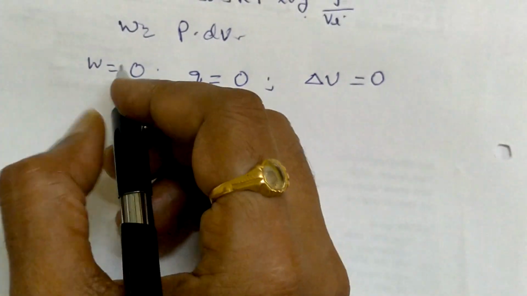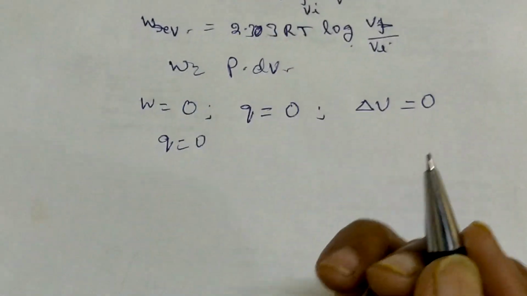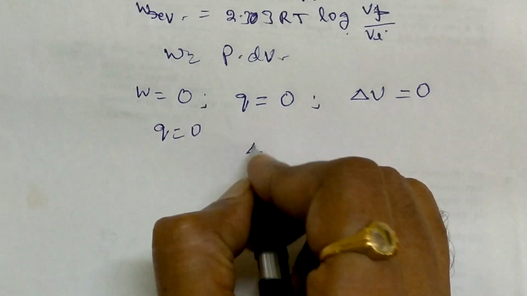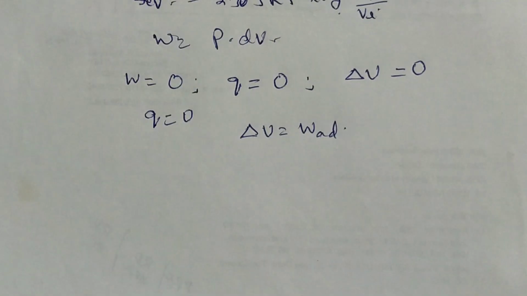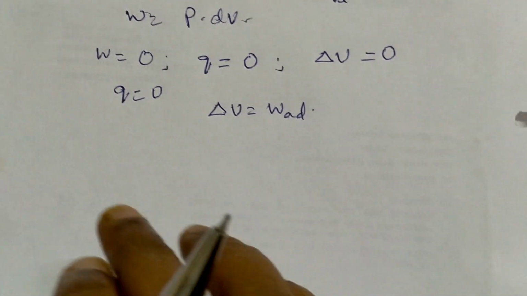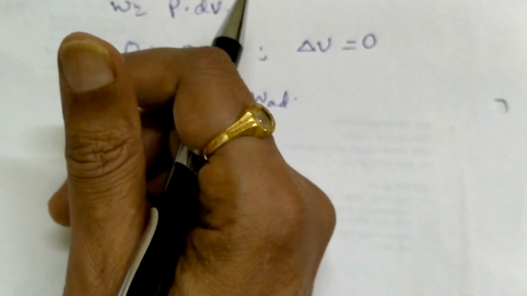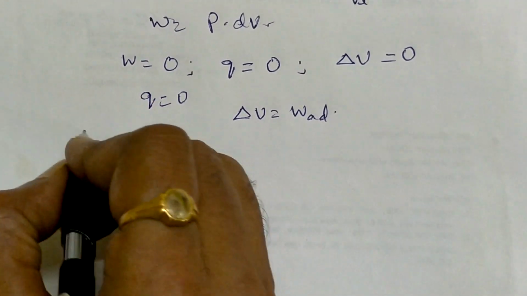For an adiabatic change, Q equals 0, that means there is no exchange of heat between the system and the outside. So in that case, delta U equals work adiabatic. These are the old ones, but additionally we are now going to introduce one more state function, that is enthalpy, or H.